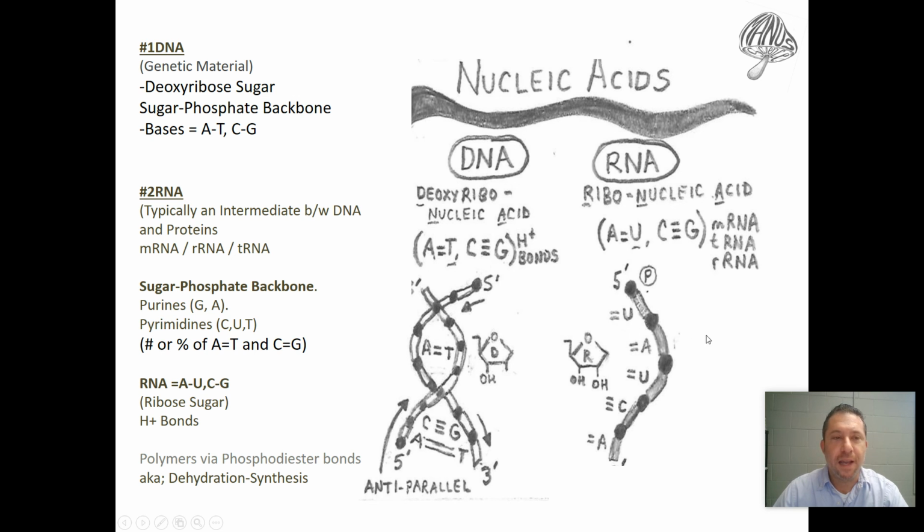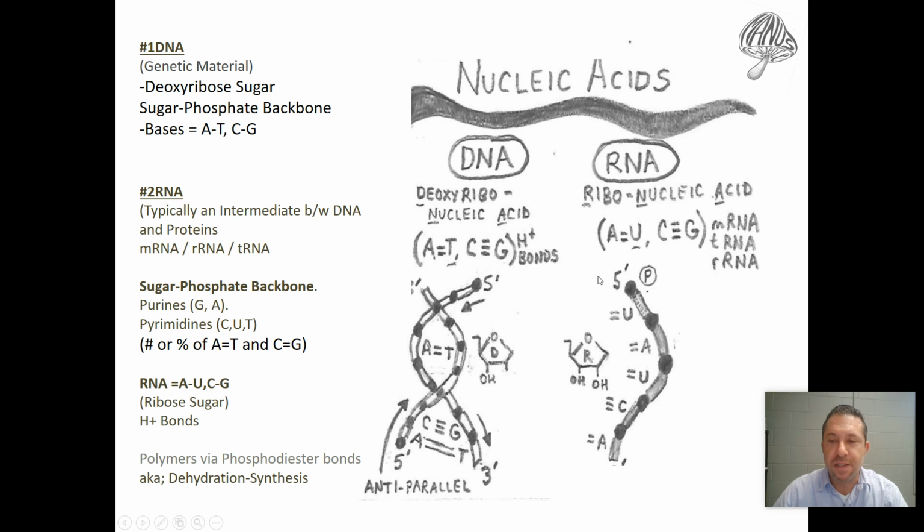RNA is the other nucleic acid that we talked about. It's typically going to be an intermediary between DNA and proteins. Some of the examples would be mRNA, rRNA, and tRNA. They're also going to have that sugar phosphate backbone, just like DNA. They're also going to have certain bases in common with DNA, such as the adenine, cytosine, and guanine. But you'll notice that they also have a uracil. So they're going to have a slightly different base. And the sugar is going to be also different. That's going to be a ribose sugar.